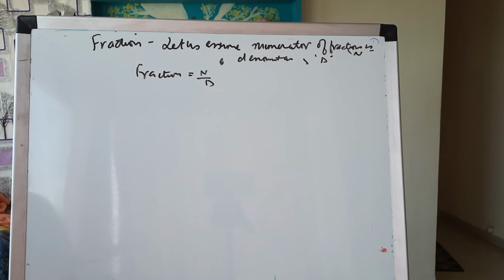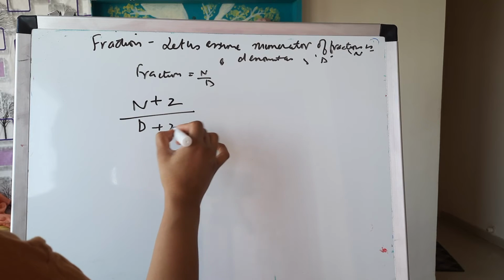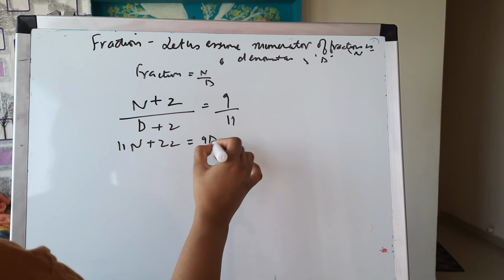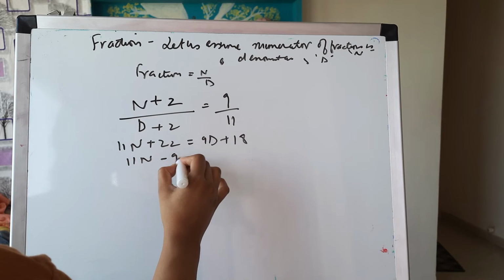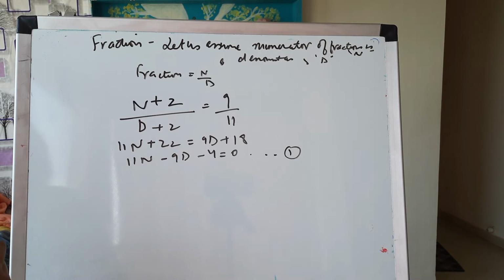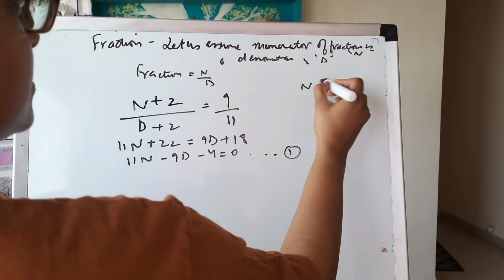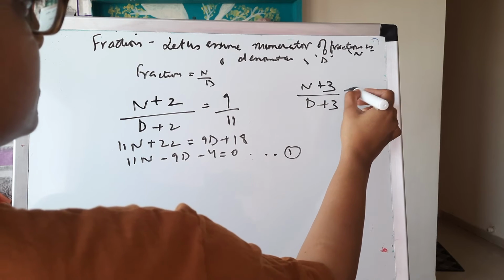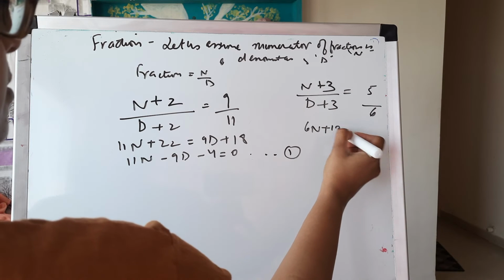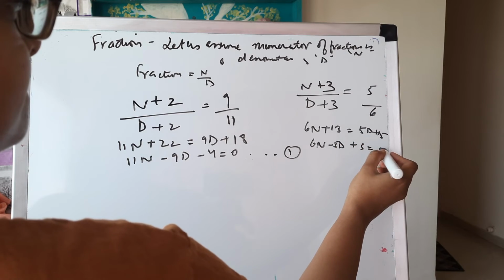The question says the fraction becomes 9 by 11 if 2 is added to both numerator and denominator. So first equation is this. Rearrange this. So this is the first equation. Now let's look at the second equation. If 3 is added to both the numerator and denominator, then the fraction becomes 5 by 6. So rearrange. So this is the second equation.